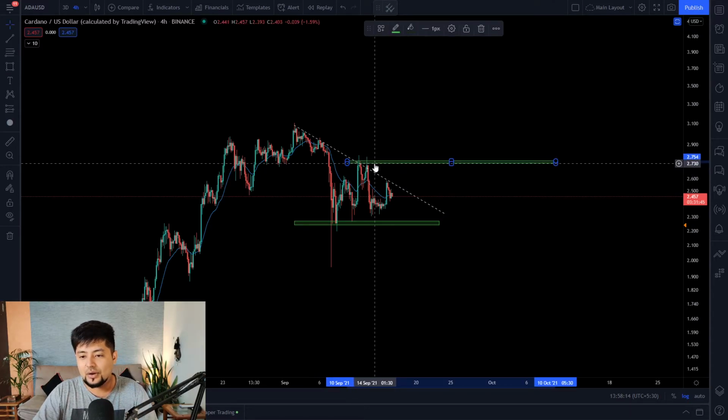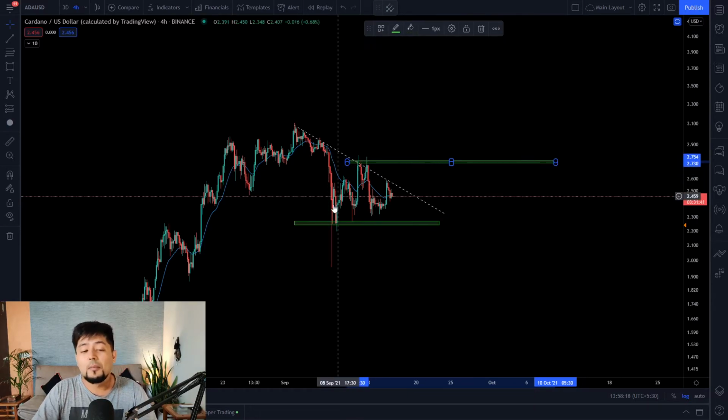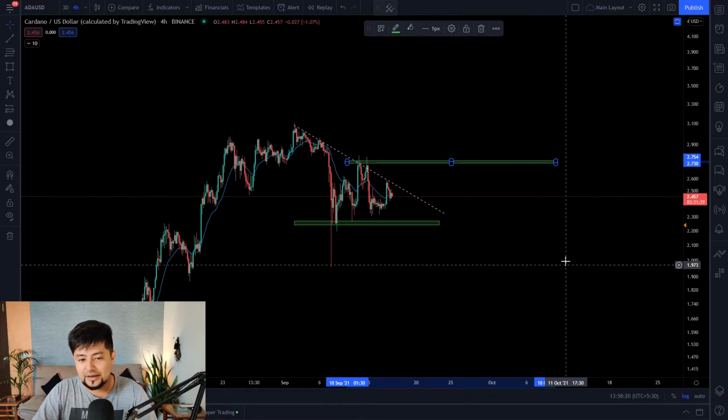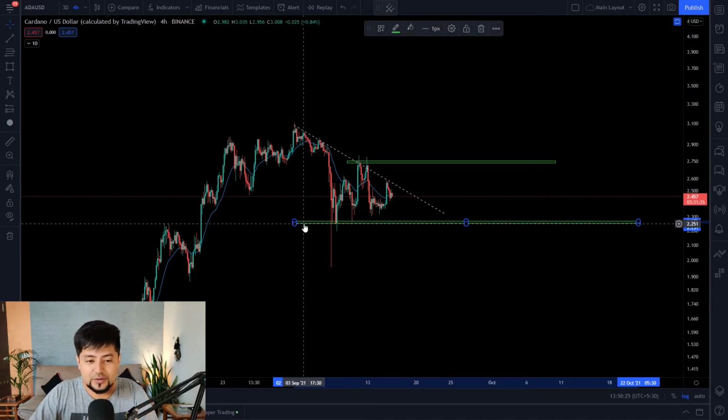Until ADA is not able to take out $2.8 on a 4-hour opening and a closing basis, most likely we will keep on slipping and sliding to the downside. So you got a range, right? You got a range for Cardano.